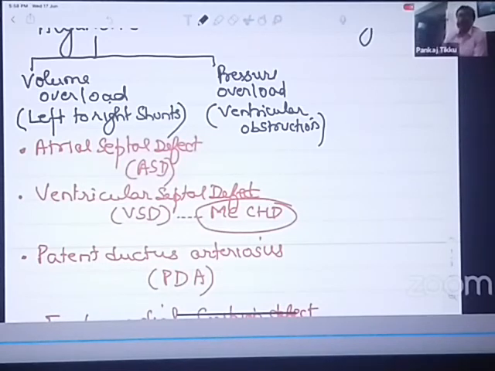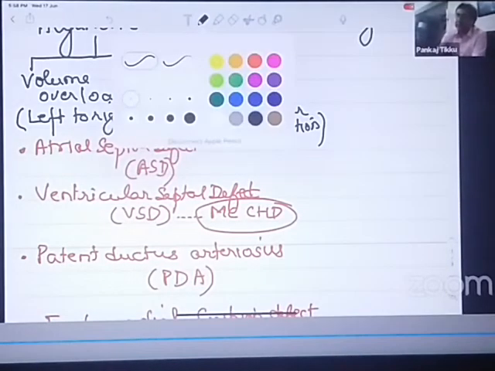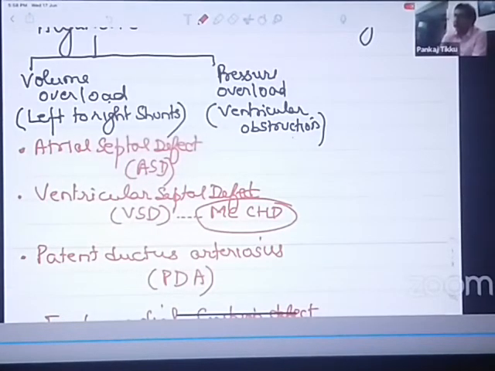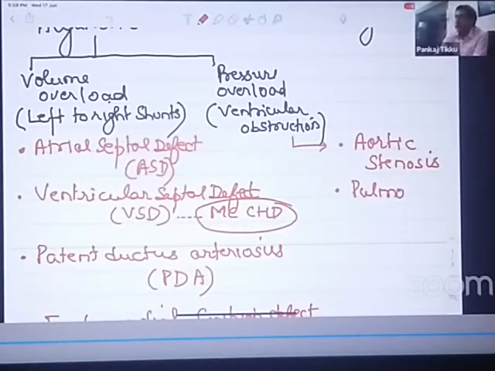Then we come to pressure overload lesions. Which are the heart defects which come under pressure overload lesions? Pressure overload lesions are the lesions associated with ventricular obstructions. So when there is a left ventricle obstruction, it will lead to aortic stenosis. So stenosis at the level of aortic valve, aortic stenosis. When there is obstruction on the right side of the heart, that is at the level of pulmonary valve, it is called pulmonary stenosis. And when there is an obstruction occurring in the arch of aorta, then this condition is known as coarctation of aorta.